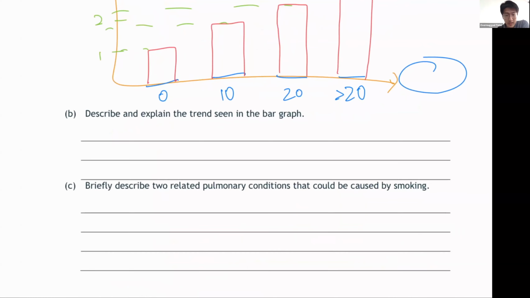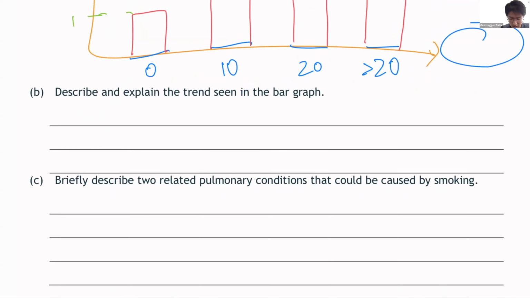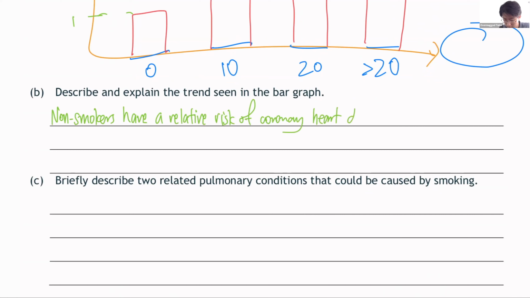Okay, so over here, we start off with what does 1.0 relative risk mean in our relative risk over here. Okay, so we just say non-smokers. Let's start with non-smokers. Then we do the, as the smoking thing increases. Okay.